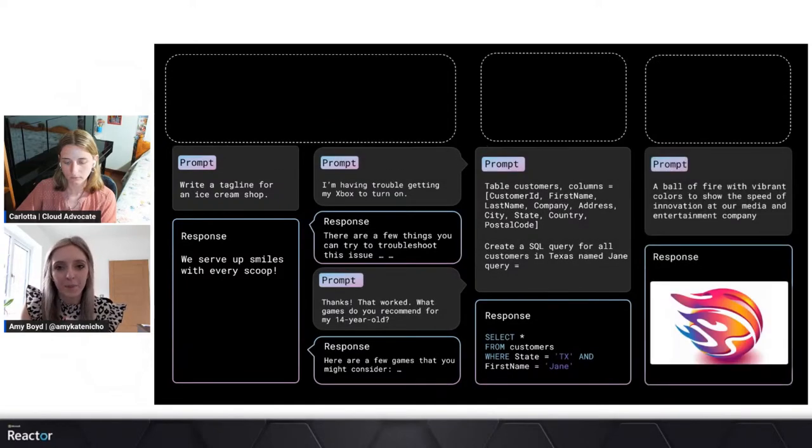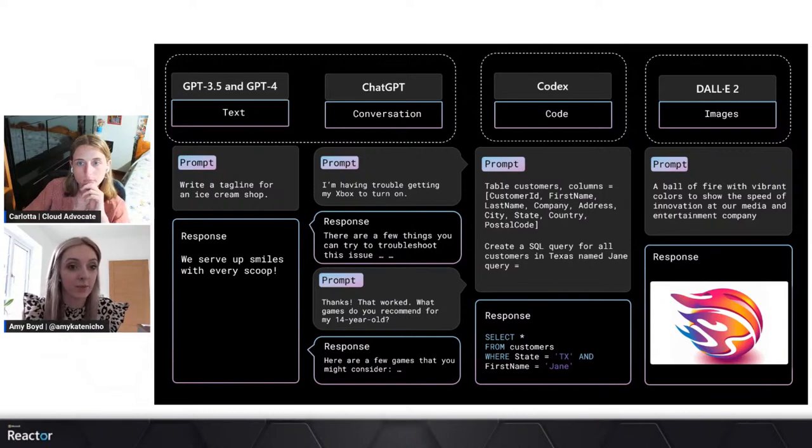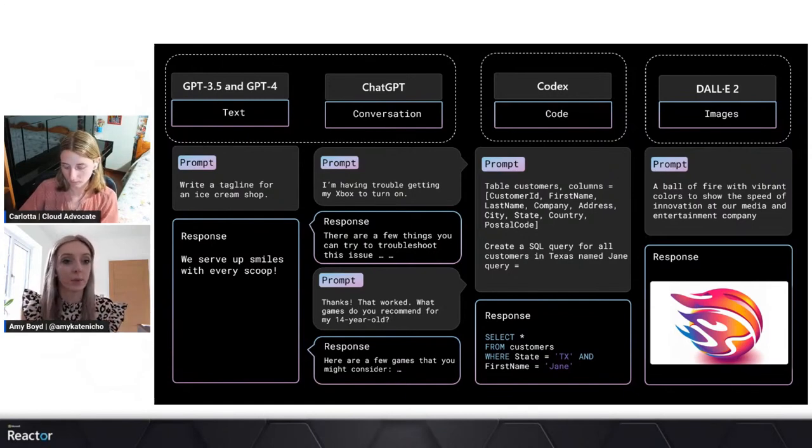So here we go. Here's all of our different examples and all of the different types of models and ways of interacting. Let's start over on the left here with GPT 3.5 and GPT 4. You prompt a piece of text, and in this case, this model also returns text as the completion. So if we were to ask it, write a tagline for an ice cream shop, it would provide us a response that says, we serve up smiles with every scoop, which is very witty and creative in this case.